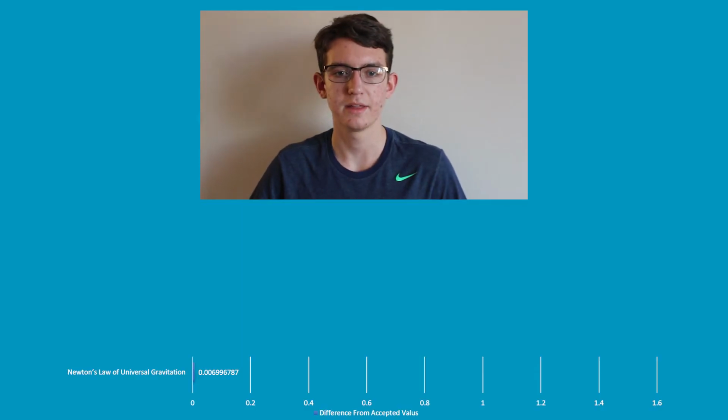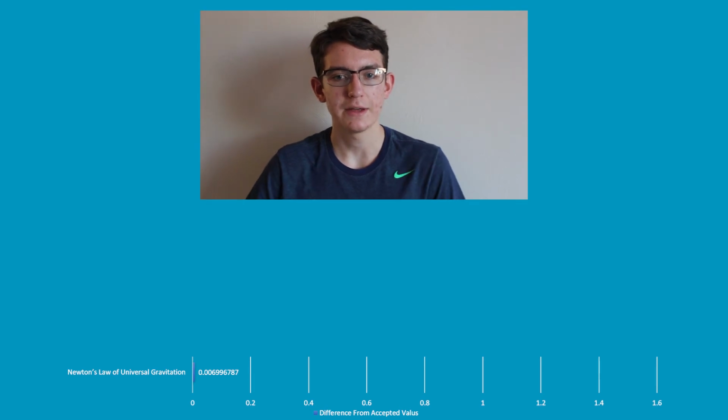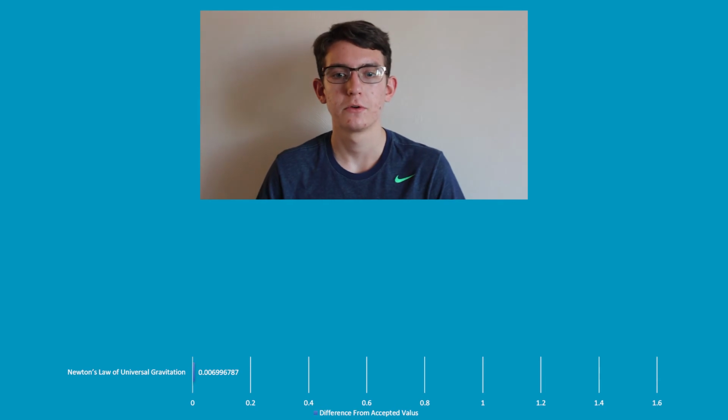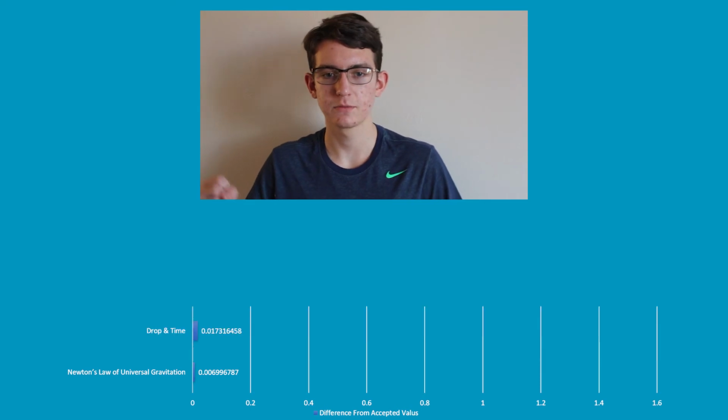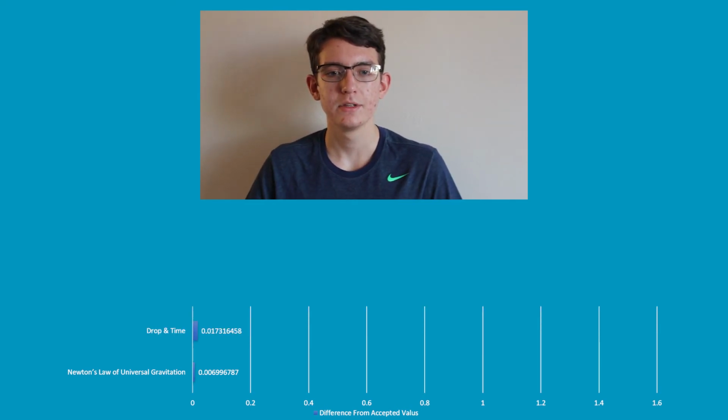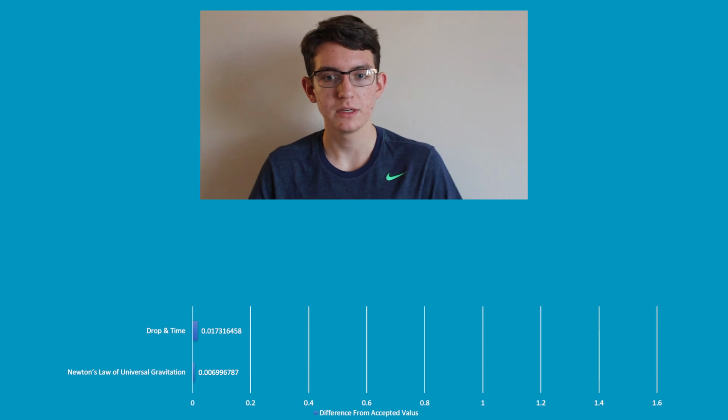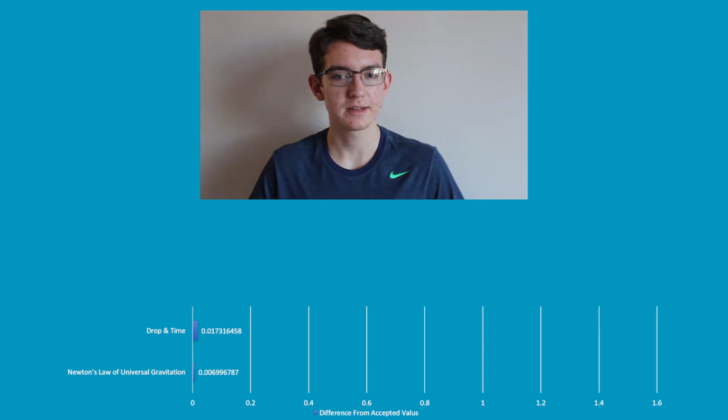So the most accurate method to calculate the acceleration due to gravity on the Earth is using Newton's law of universal gravitation. It was only off by about 7 thousandths, and that difference could just be because the numbers we got from Google were probably rounded. Up next, for the second most accurate, was kind of a surprise to me. It was the one where you just drop an object and time it. It was only off by about 0.02 meters per second squared, and I expected it to be the least accurate because there's the possibility of human error when timing.